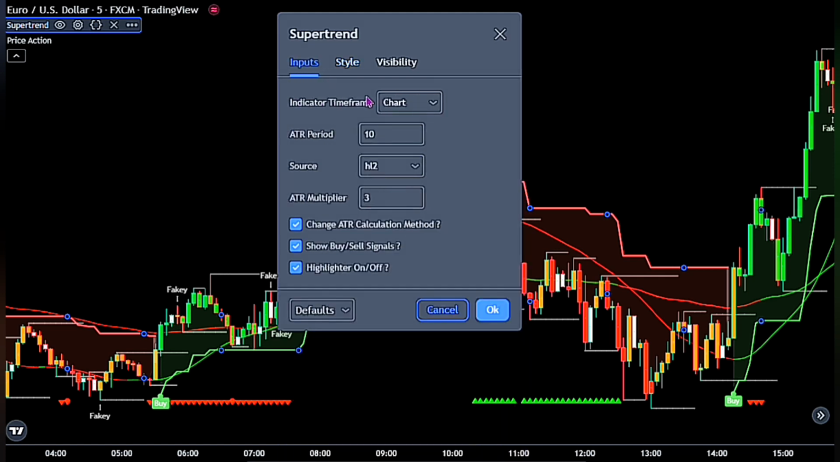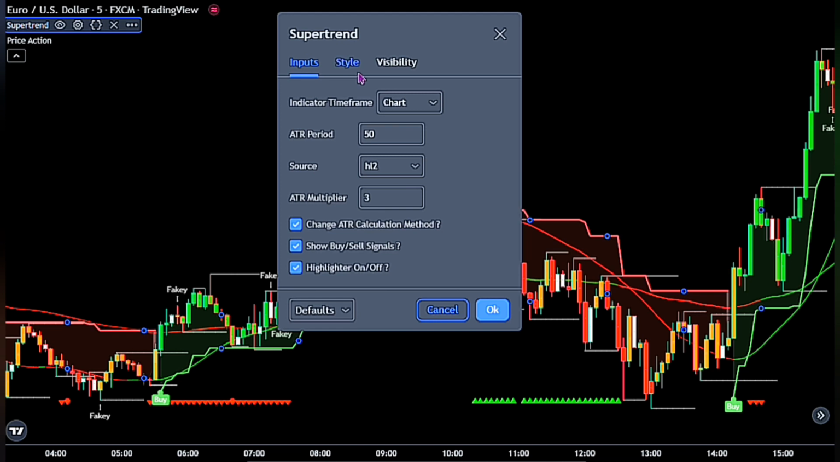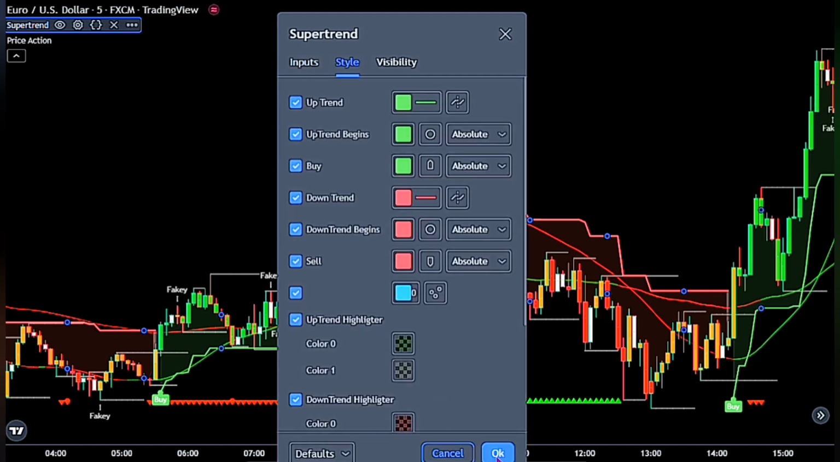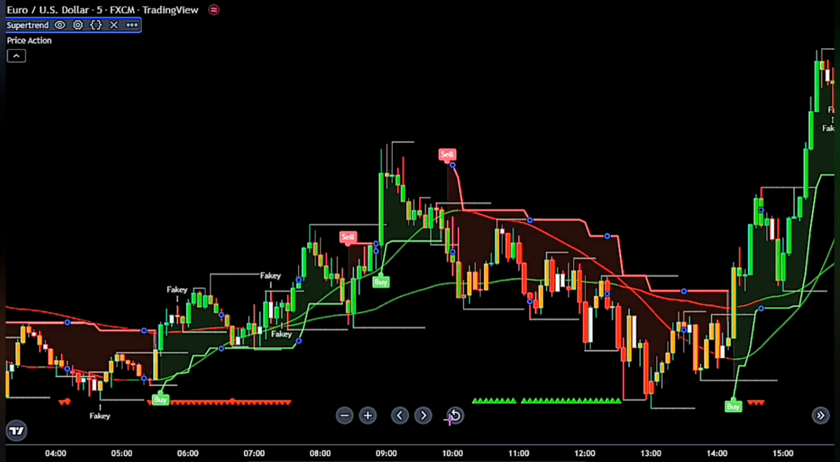Now I want you to change the ATR period to 50, as that would be all we would be touching on this indicator. The style settings look okay for the strategy. Now go ahead and click on the OK button when you're done.